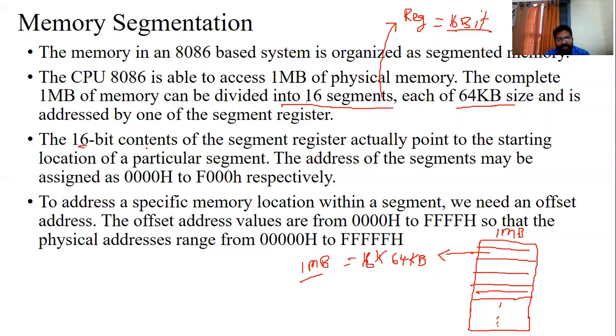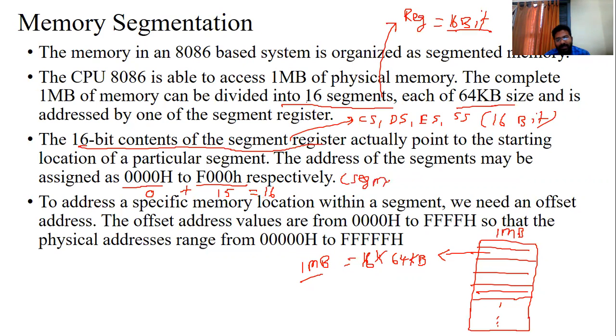Now see these 16-bit segment registers. You know what the segment registers are here: CS, the code segment register, the data segment register, the extra segment register, and the stack segment register. Each is only 16 bit. So that's why we are dividing into 16 logical segments. The numbering goes from 0 to F, where F means 15, so the total is 16. Zero is also a number in the microprocessor. So this is the segment.